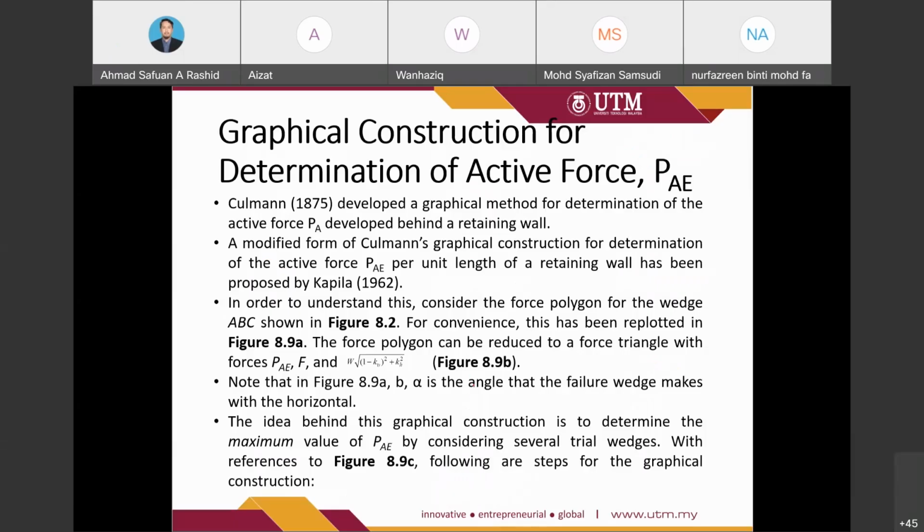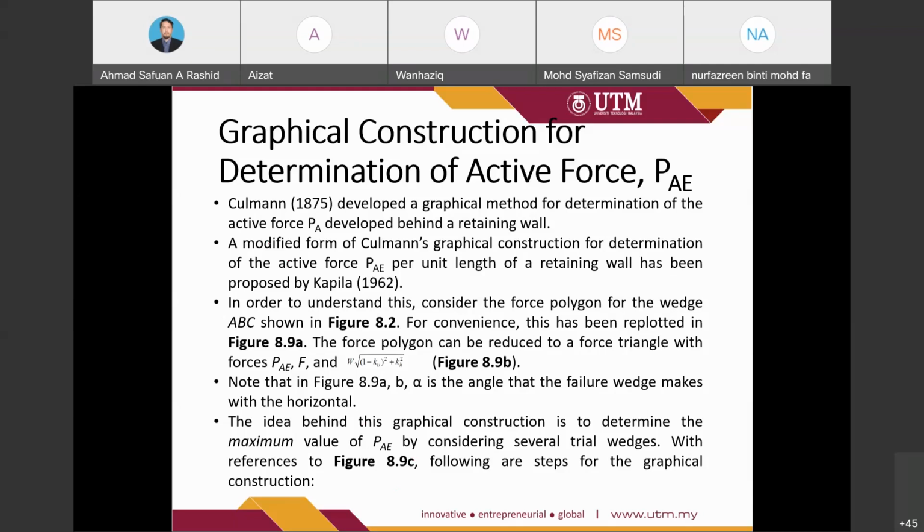Okay, we continue on the graphical methods to determine the active force, PAE. The graphical method was developed by Kuhlmann to determine the PA behind a retaining wall. A modified form of the Kuhlmann graphical construction for determination of the active force, PAE, per unit length of retaining wall has been proposed by Capilla.